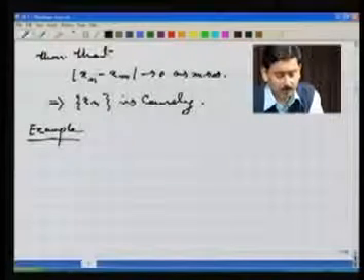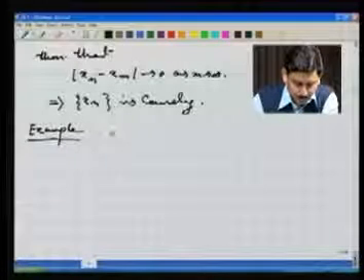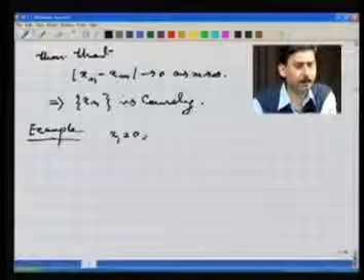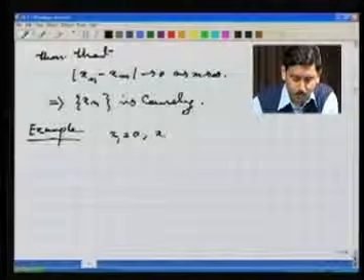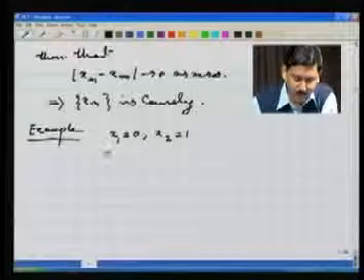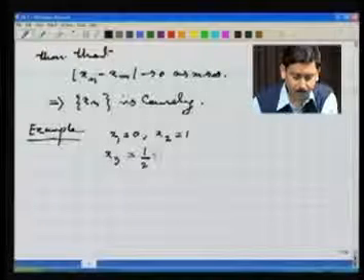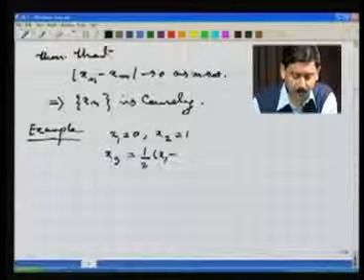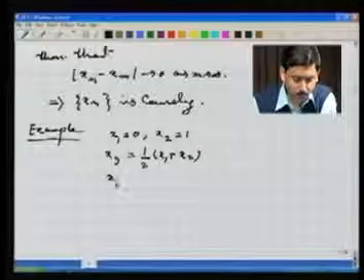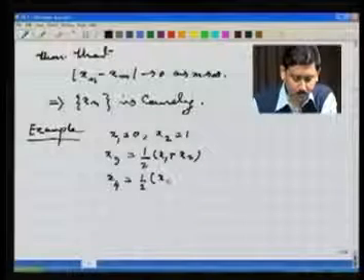Well, the sequence is a very natural one. What I do is, I take x1 to be equal to 0. I just define it that way. I define x2 to be equal to 1. Then I define x3 to be equal to half of x1 plus x2. Then I define x4 to be equal to half of x2 plus x3.